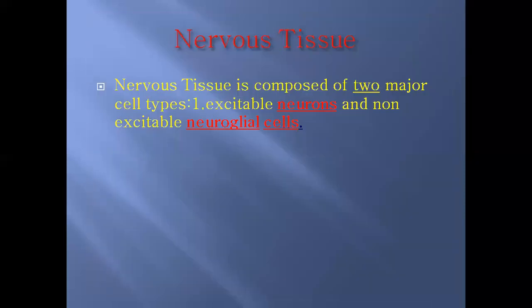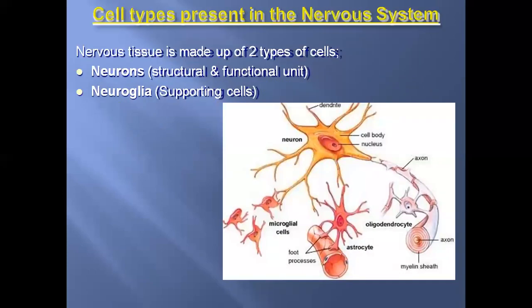The nervous tissue is composed of two major types of cells: excitable cells and non-excitable cells. Excitable cells are neurons and non-excitable cells are neuroglial cells. Neuroglial cells are actually supporting cells. Here you can see the neurons, and these are the supporting cells: microglial cells, astrocytes and oligodendrocytes. These are the supporting cells and this is the excitable neuron.